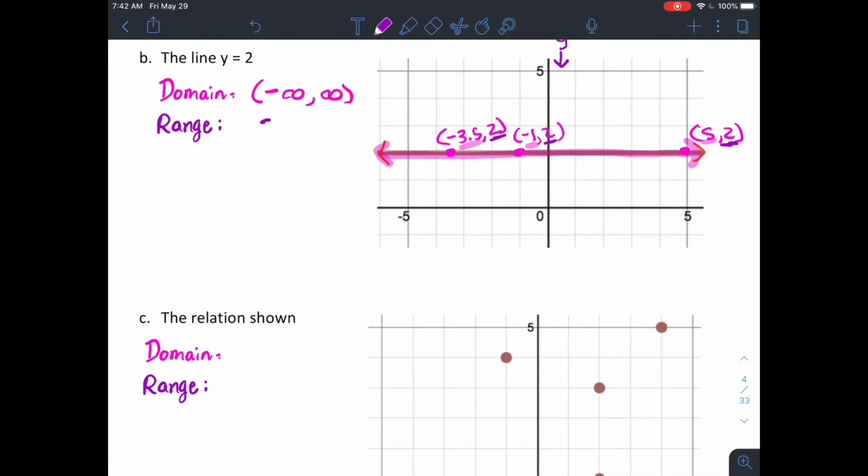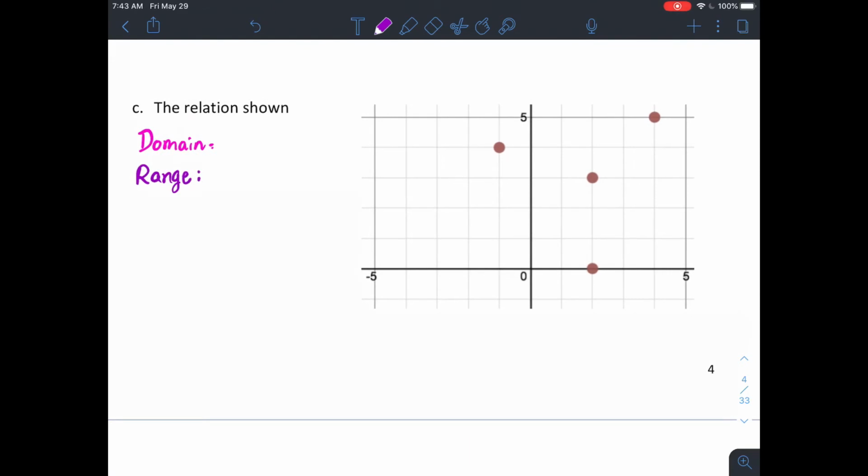For my range, I just have a single y value, so it's just going to be 2 by itself inside my squiggly braces, because that's for individual disconnected values. You can't use interval notation or brackets and parentheses for those.